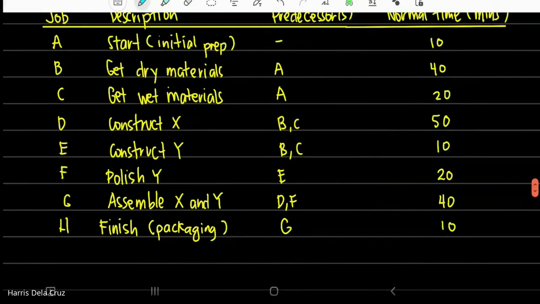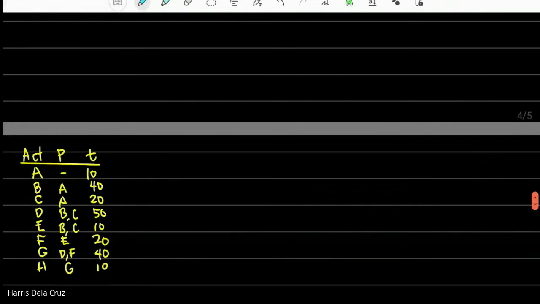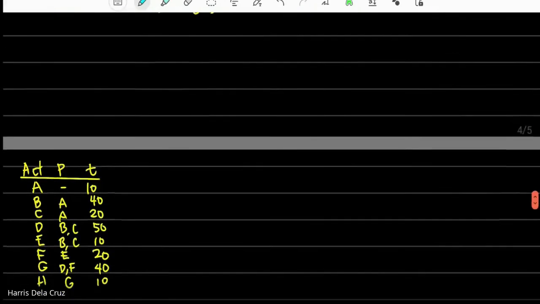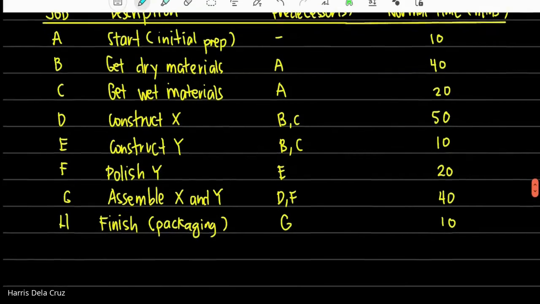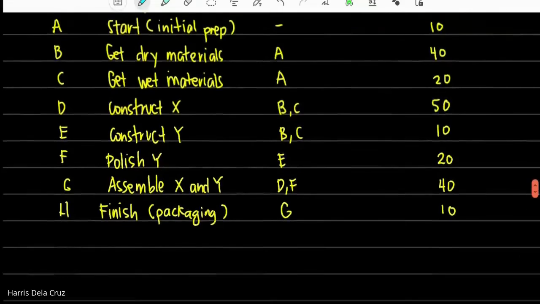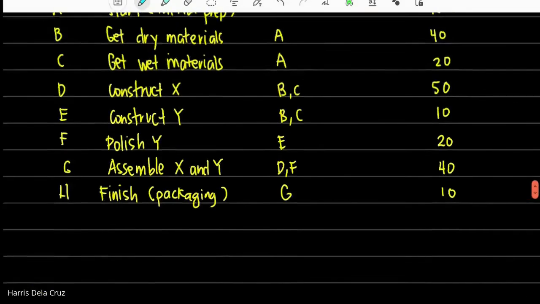And then the predecessors: B is dependent on A, C as well. D is dependent on B and C. E is dependent on B and C. F is dependent on E. G is D, F, right? Okay. H is G. I'm just double checking. So the times are 10, 40, 20, 50, 10, 20, 40, 10. Okay.